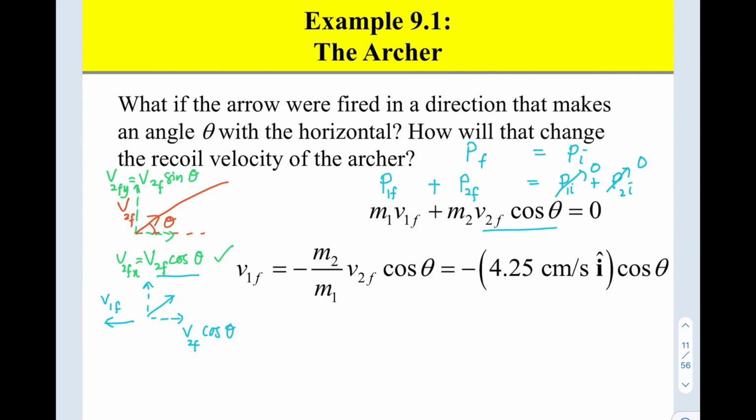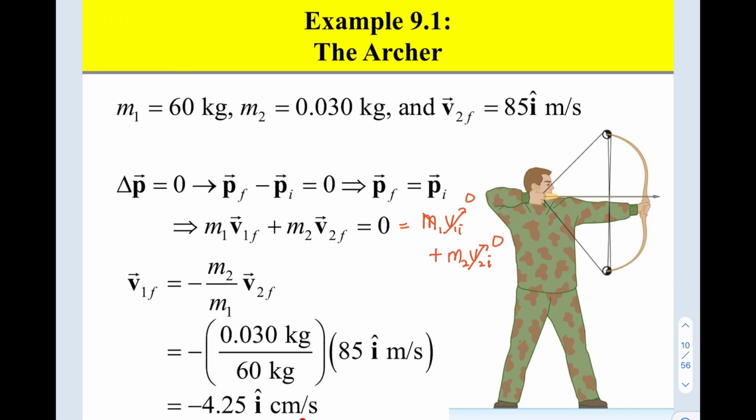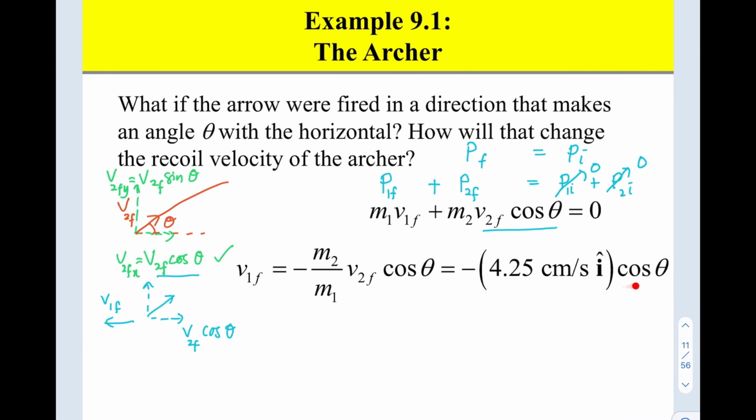This means that for sure the final velocity of the archer will be less in comparison to the previous part, which is this one, isn't it? Because we have cos theta here. It depends on theta.